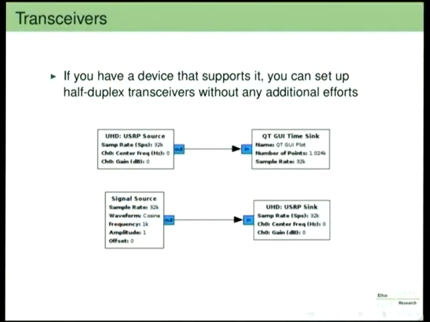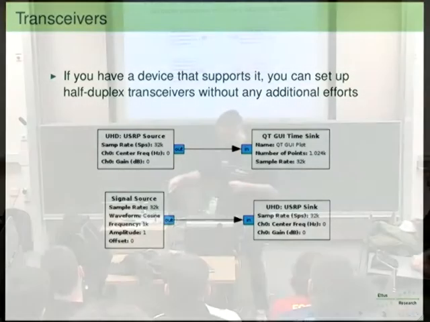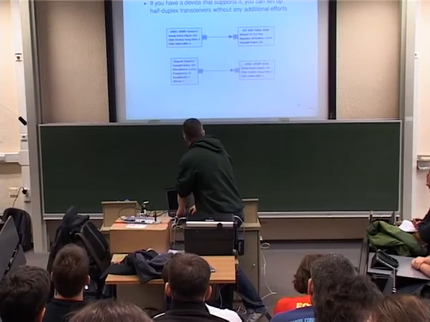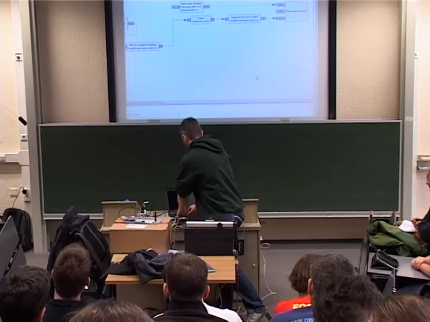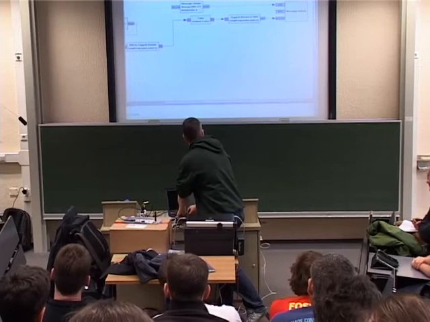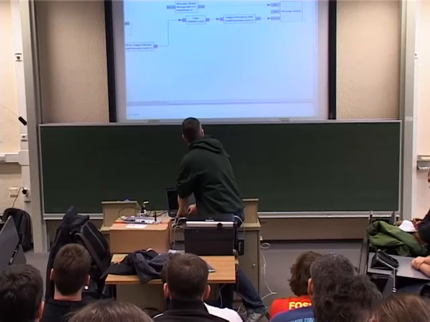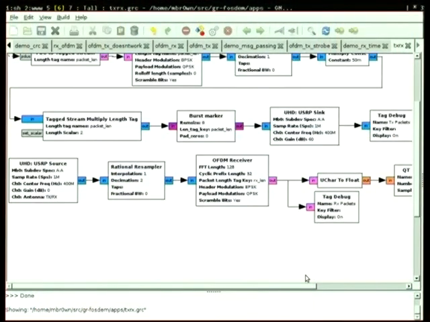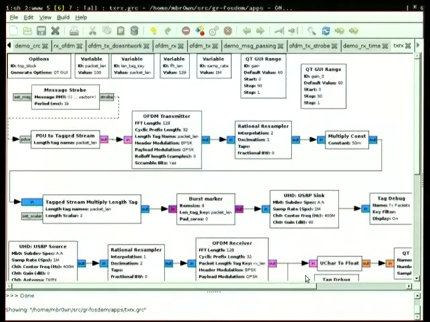So first of all, transceivers, is that a problem? Not at all. This would be a valid GNU Radio flow graph. We have a source and a sink. They may even be the same device. We can do half duplex with the same antenna. This is what happens here. This is a flow graph that has an OFDM transmitter on the one side, and a receiver on the other.